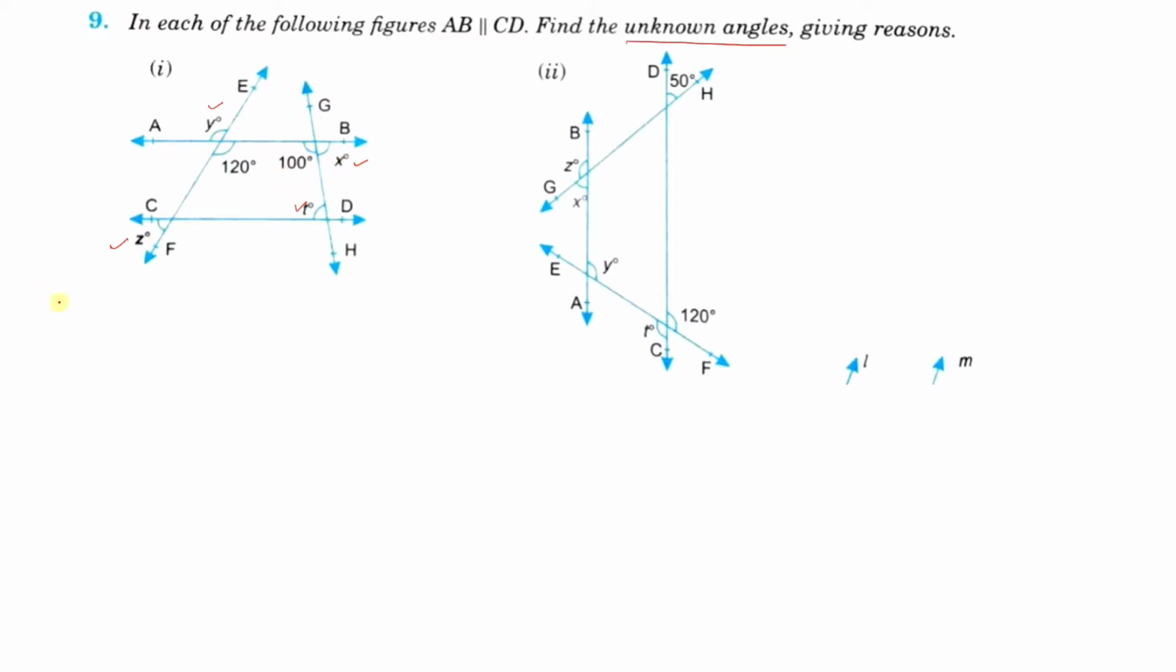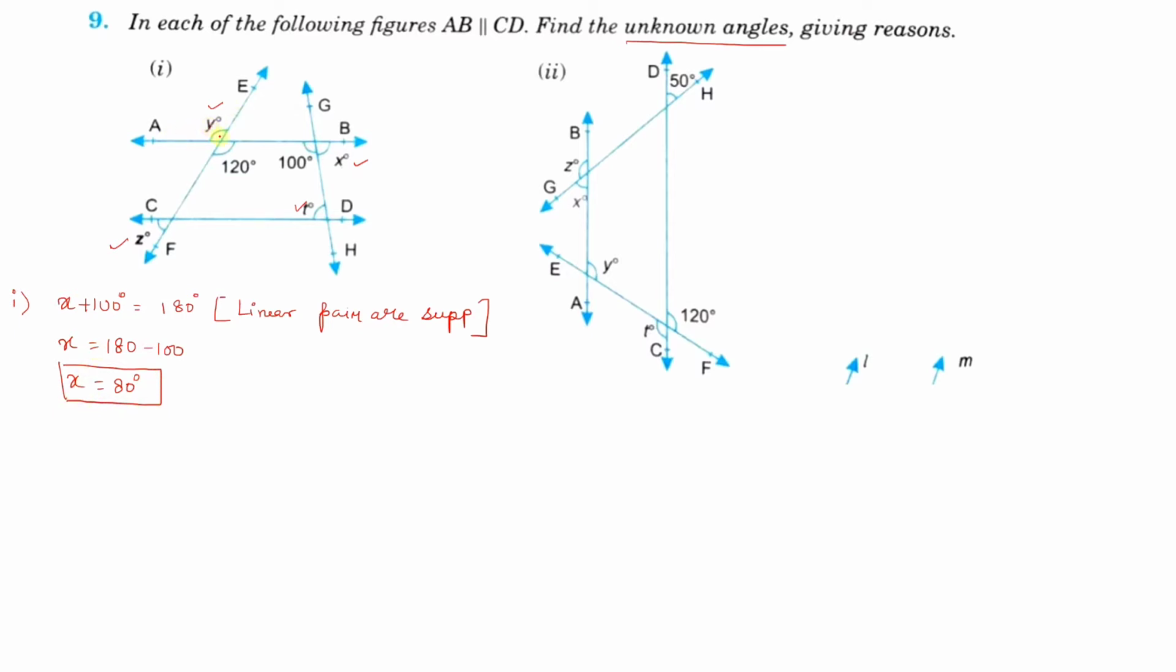So you can write x plus 100 degree is equal to 180 degree. The reason will be linear pair are supplementary. Okay. Next, from here you will find out the value of x, that is 180 minus 100, and you will get x equals 80 degree. Okay. Let us find out the value of y.